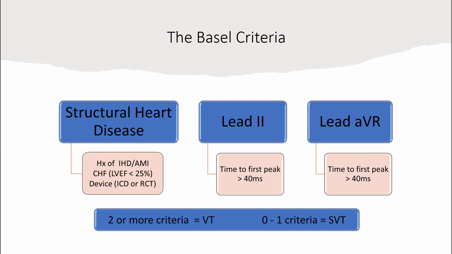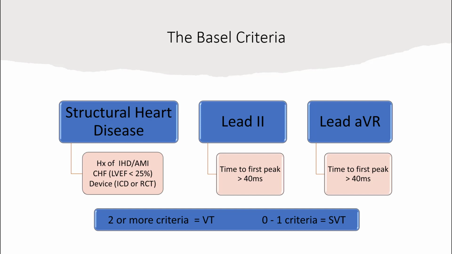This brings us to the Basel criteria. When there's no clear indication of the origin of a wide complex tachycardia, algorithms can help to distinguish whether it's a VT or an SVT. In this section, we're just going to talk specifically to the Basel criteria.